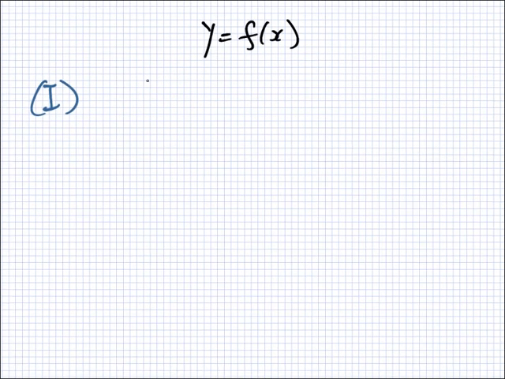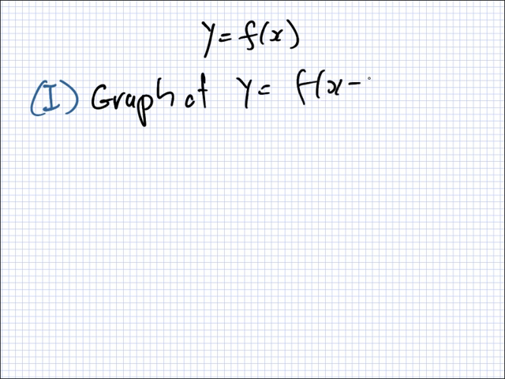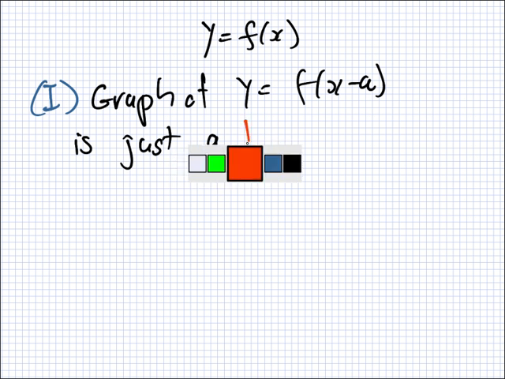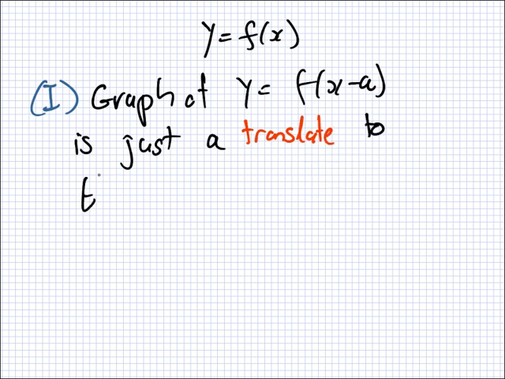So the first rule: for all these rules you start off with y equals f(x). So the graph of y equals f(x minus a) is just a, now the verb, we don't say move, that's not an academic verb. So the verb we use is translate to the right by a units.